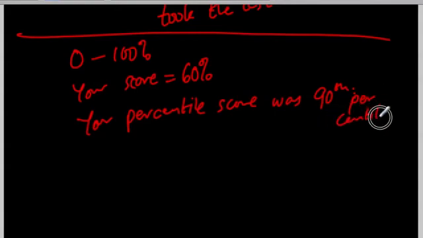What that probably indicates is that the test was really, really hard because your score was 60%, but yet you did better than 90% of the people who took that test. So it probably means that the test was really hard, and that's why you got 60%. A lot of people probably failed, but you did better than 90% of the people who took that test, and only 10% did better than you. So only 10% got a score that was higher than 60%.